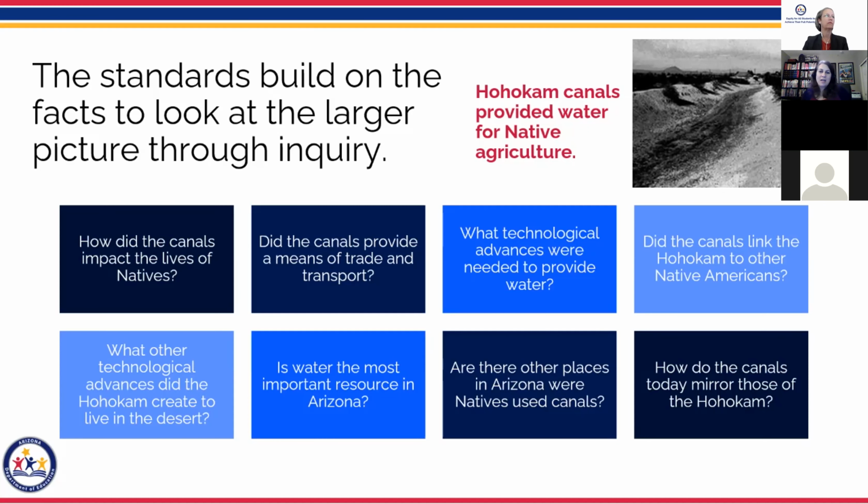If we look at a topic like the Hohokam and their canal system, in the old standards we might have seen a few facts. In the new standards, we can use questions, which is much deeper, like how did the canals impact the lives of natives? Did the canals provide a means of trade and transportation? What technological advances were needed to provide water? Do the canals link the Hohokam to other Native Americans? Do canals today mirror those of the Hohokam? Are there other places in Arizona where canals were used? Is water the most important resource in Arizona?